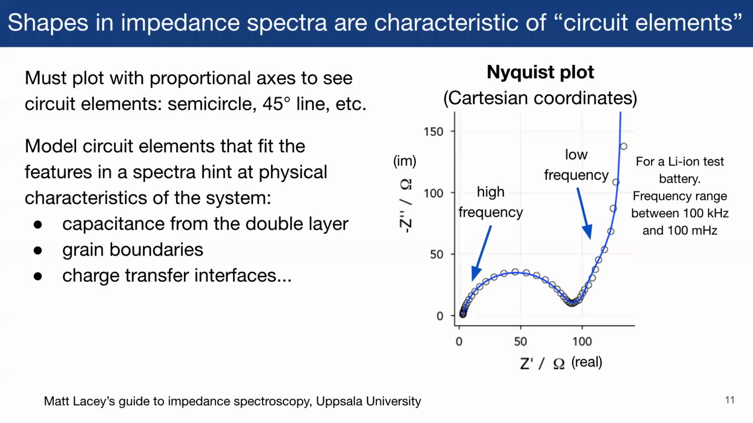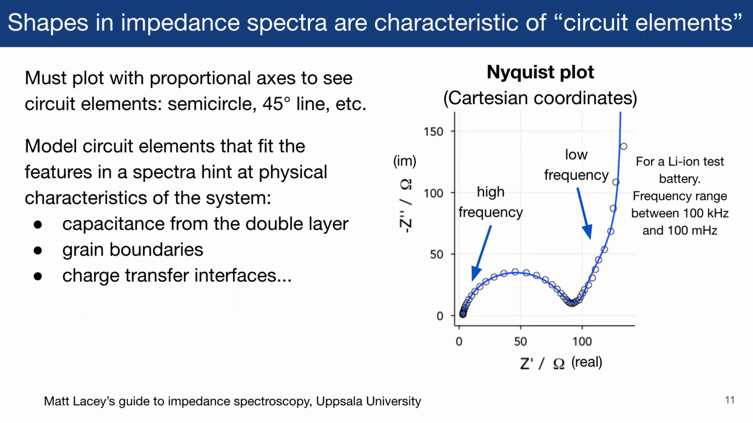Again, we need to plot these axes proportional to one another in order to actually see the shapes that we're supposed to be seeing. But the real system that we have in our electrochemical system can be modeled by different sorts of equivalent circuits. So when we start thinking about capacitance from a double layer, we can use a capacitor to fit that and get some values of capacitance out.